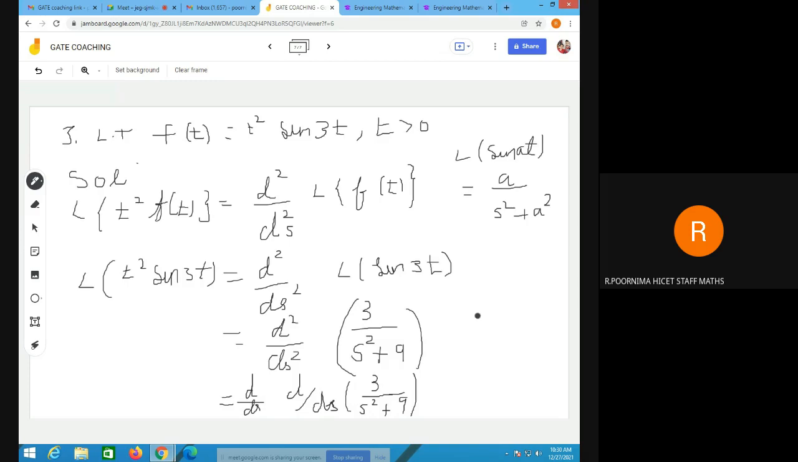So you just recall the formula d by dx of 1 by x. What is d by dx of 1 by x? Do you remember that formula? Minus 1 by x square into differentiation of the denominator x with respect to x, that is 1. So the formula of d by dx of 1 by x is minus 1 by x square into 1. Here also we are applying the same formula. 3 by s square plus 9 means minus 3 by s square plus 9 the whole square into differentiation of s square plus 9 with respect to s.